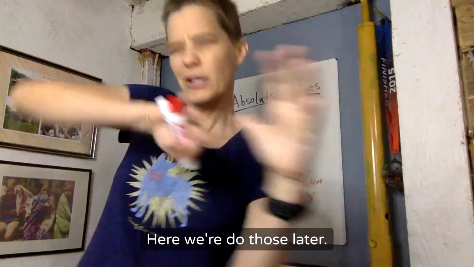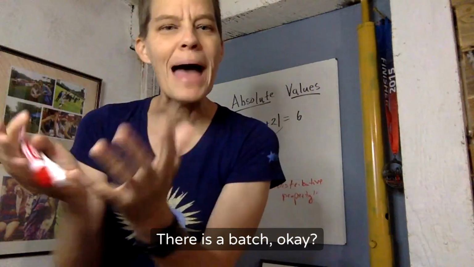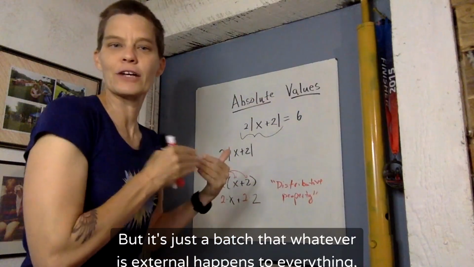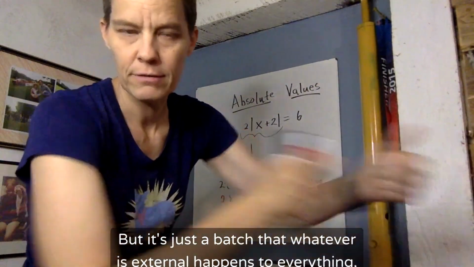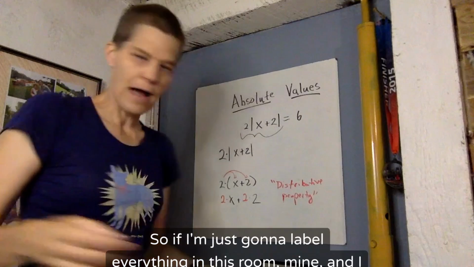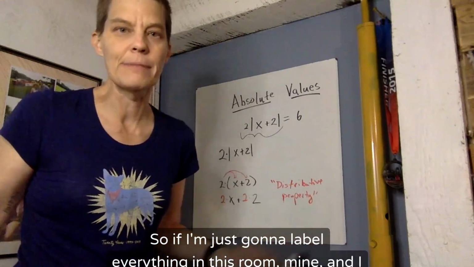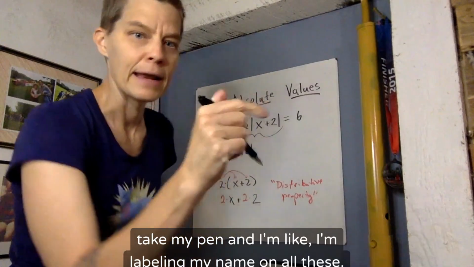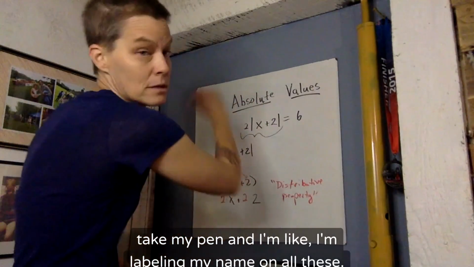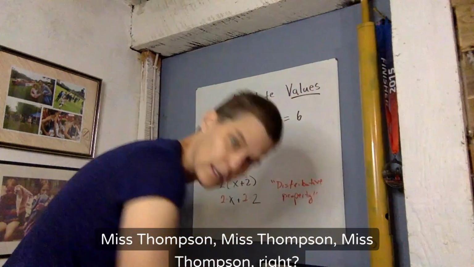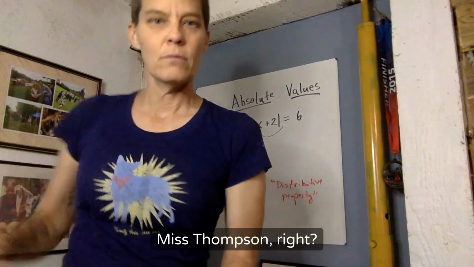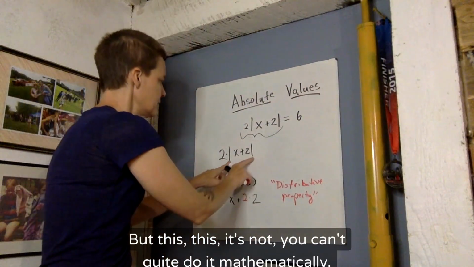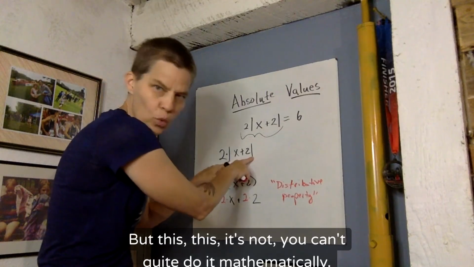Like folding clothes. Here, we're going to do those later. There, it's a batch, okay? But it's just a batch that whatever is external happens to everything, right? So if I'm just going to label everything in this room mine, and I take my pen and I'm labeling my name on all these, Miss Thompson, Miss Thompson, Miss Thompson, right? I just label everything. But this, you can't quite do it mathematically.